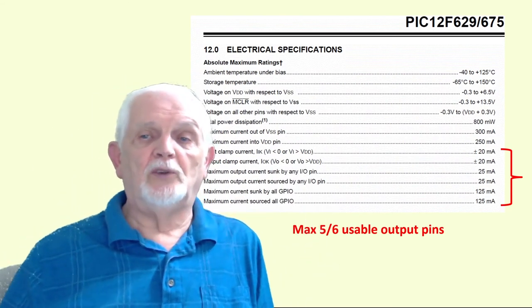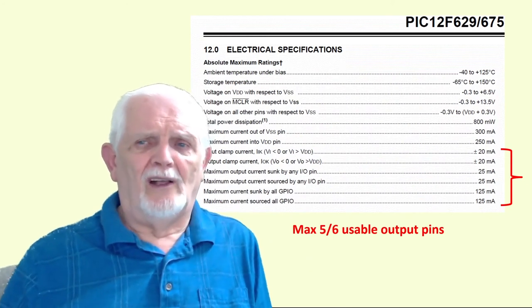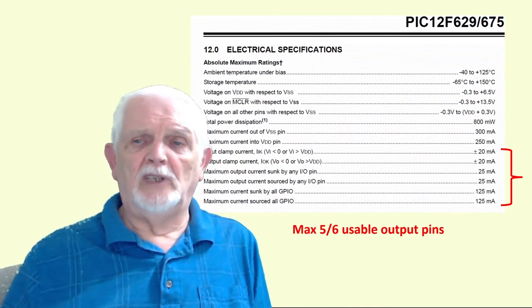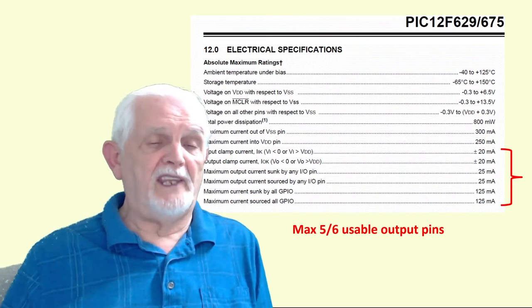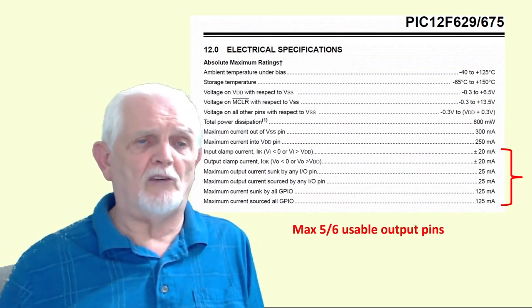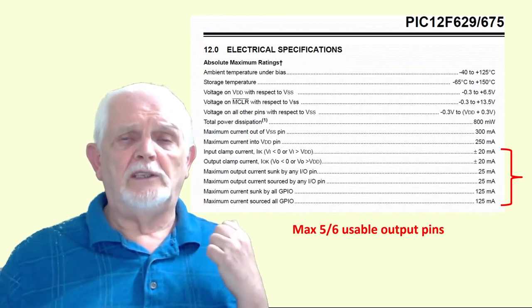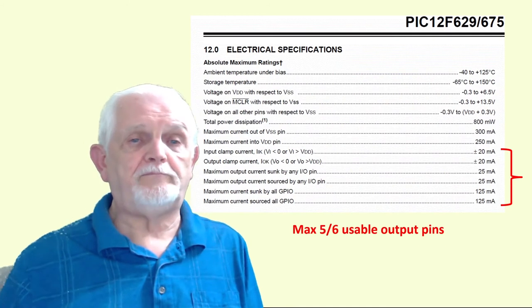So never go above that, and these are maximums. Don't try and push it. Don't even try to get 26 milliamps. Don't even try to get 25 milliamps. But you can get a fair amount out of any one pin. If you need more than that, say for example to run a relay, well, you saw earlier on, you would take that output, put it through a transistor to handle the higher current.